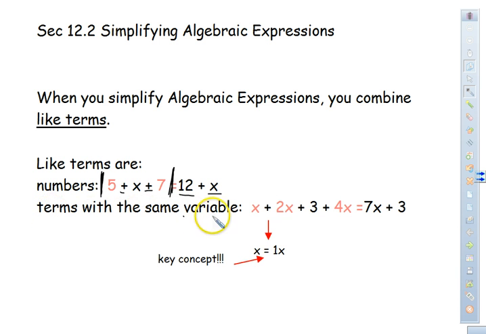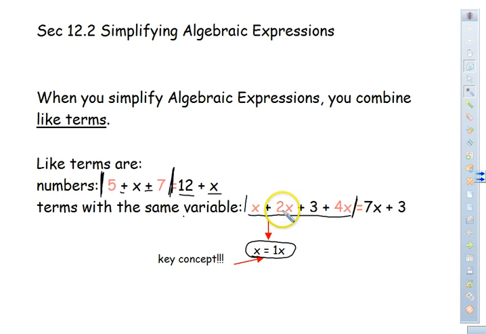Now, terms with the same variable, we have this situation, which is just what I have underlined here. This is the answer to it. So we're going to take 1x, which, if you look down here, x stands for just 1x. So if you see x, it always represents 1. This has 2 x's with it. This has 4 x's with it. So we're going to combine all of them that have an x with it. So this stands for 1. This stands for 2.